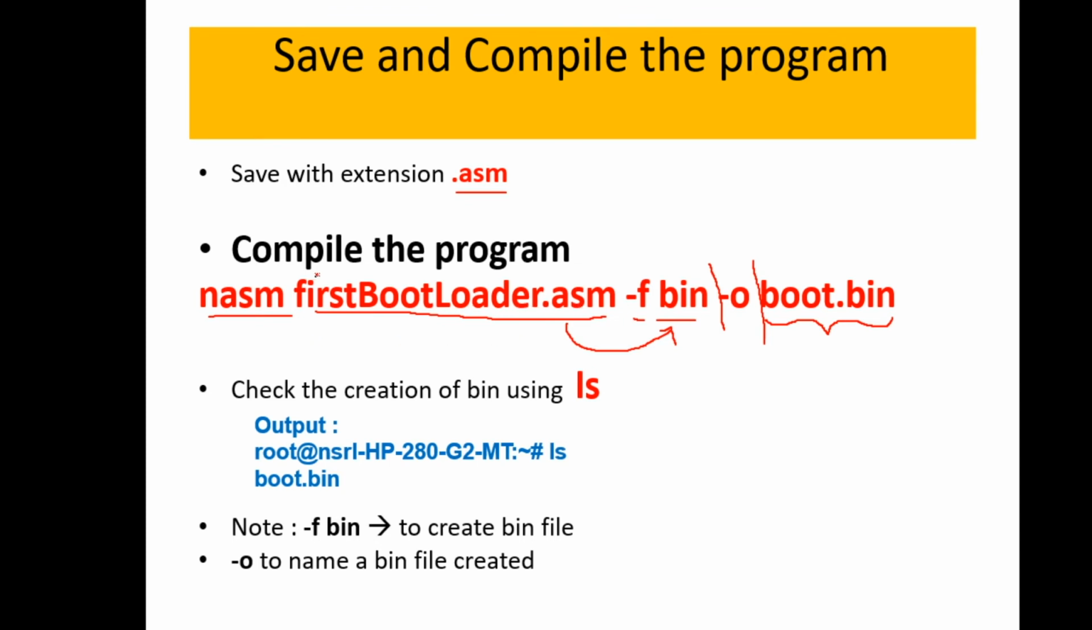So I'll just repeat. In order to compile it, you just use nasm in the command line followed by the file name.asm -f space bin space -o space boot.bin. This command will enable us to convert an assembly language program to a bin file with the name of boot.bin. To check whether the file has been created or not, you just type ls in the command line. When you type the command ls, you can see that boot.bin has been created.